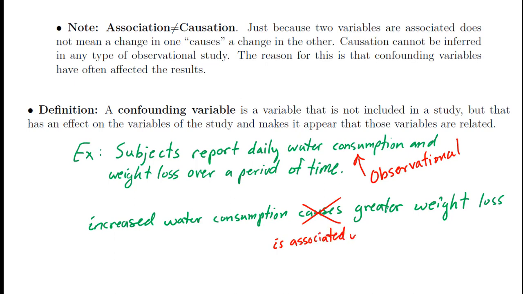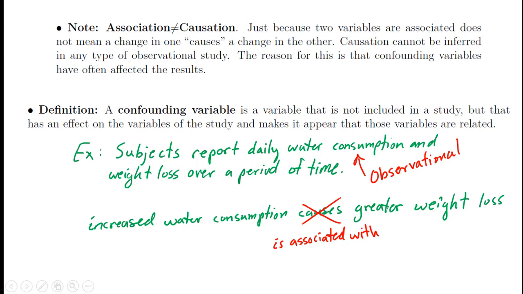Okay? This is just simply saying we observed that as water consumption increased, greater weight loss was observed, right? That's what associated with is saying. But causes is implying that it is the increased water consumption that is causing the weight loss to happen. And there is no way we can know that from an observational study.